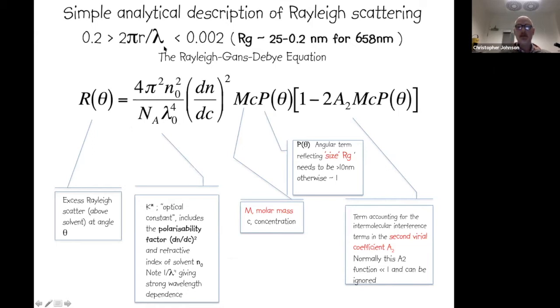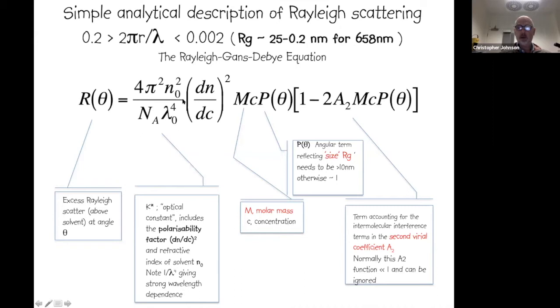And this is related to this size parameter between 0.2 and around 0.002, which corresponds to radius of gyration between 25 and 0.2 nanometers for the laser wavelength that we have. And within this relationship, we have a produced level of scattering above that of the solvent at any particular angle.